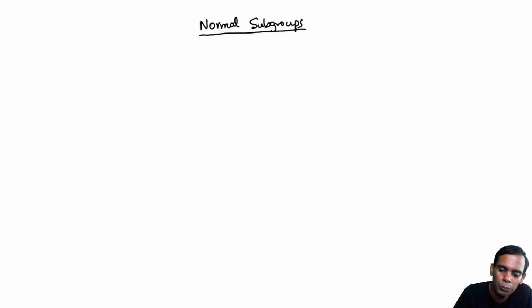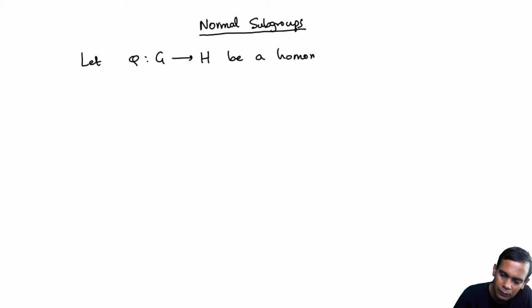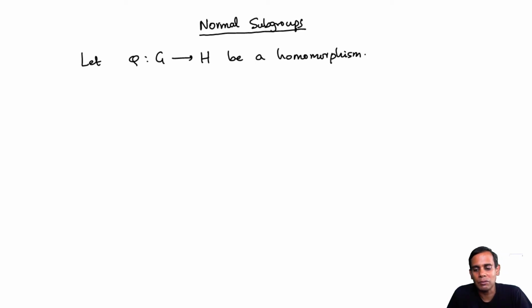Let's talk about normal subgroups. The right context to introduce normal subgroups is from the notion of a group homomorphism. So let phi from one group G to another group H be a group homomorphism. That means that phi is just a function from G to H which takes the multiplication operation of G to the multiplication operation of H. That is, phi of g1 g2 is phi of g1 times phi of g2.